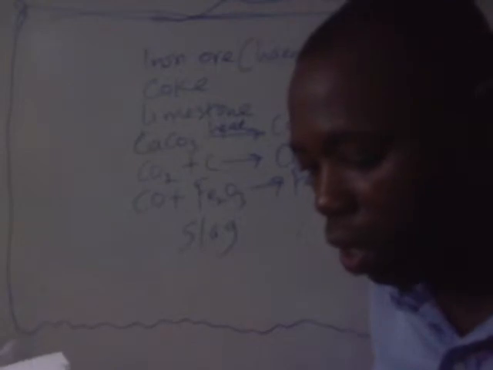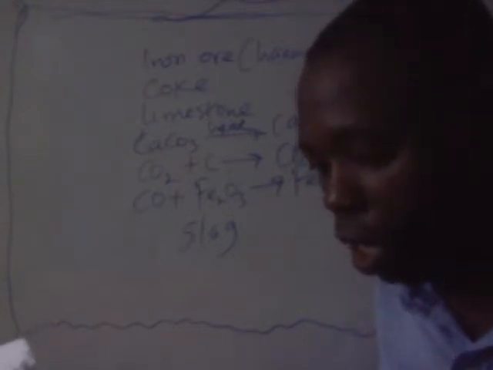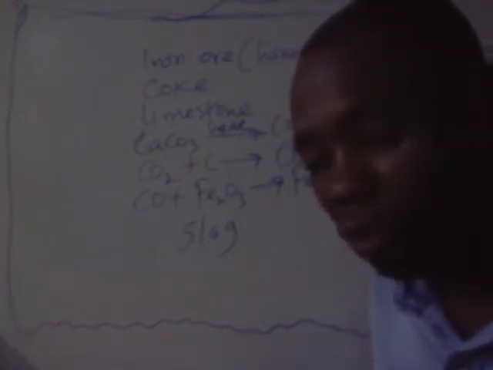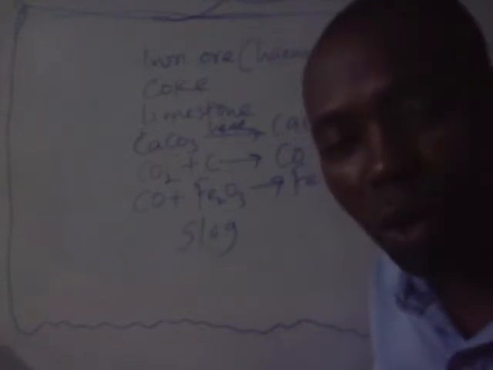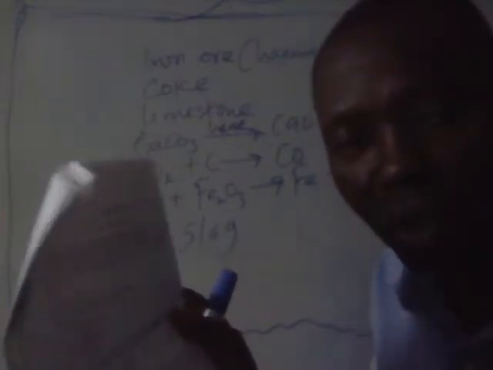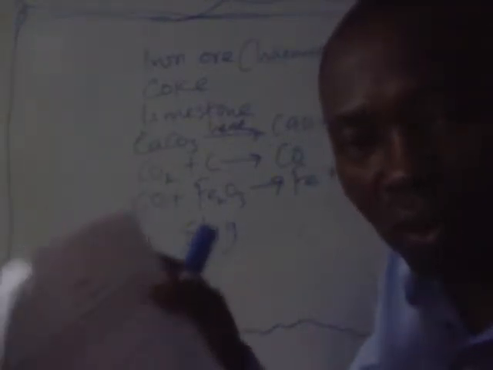Okay. So they said that during the extraction of iron, limestone combines with acidic impurities in the blast furnace to produce option A, carbon 4 oxide, option B, carbon monoxide, option C, iron 2 oxide, option D, oxygen, option E, slag. So the correct option is slag. Number 2, option E is the correct answer for this 2021 NECO.